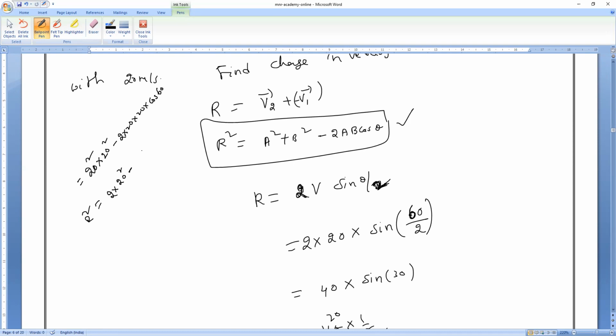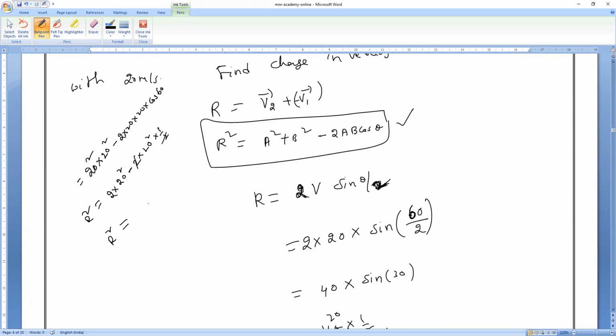Now cos 60, how much is it coming, Rudresha? Pradosh? Sir, let me take 2 into angle between two vectors. Cos 60 means how much value? 1 by 2. Correct? 1 by 2 will get cancelled. So R square is equal to.